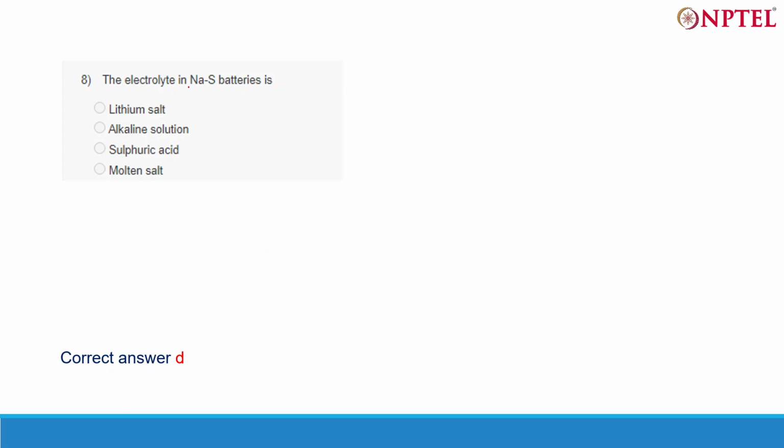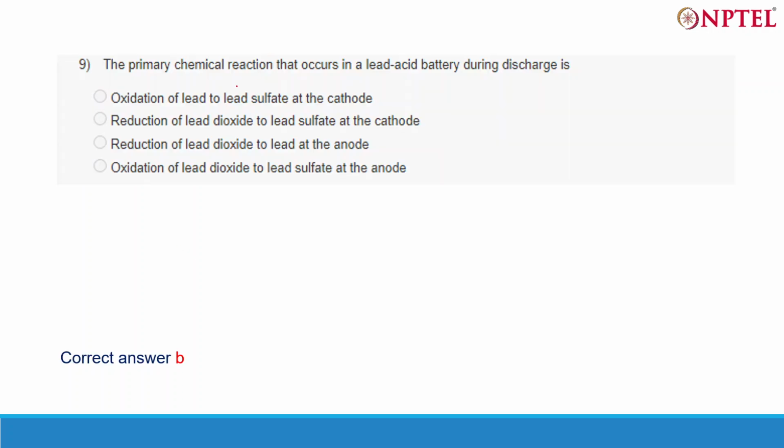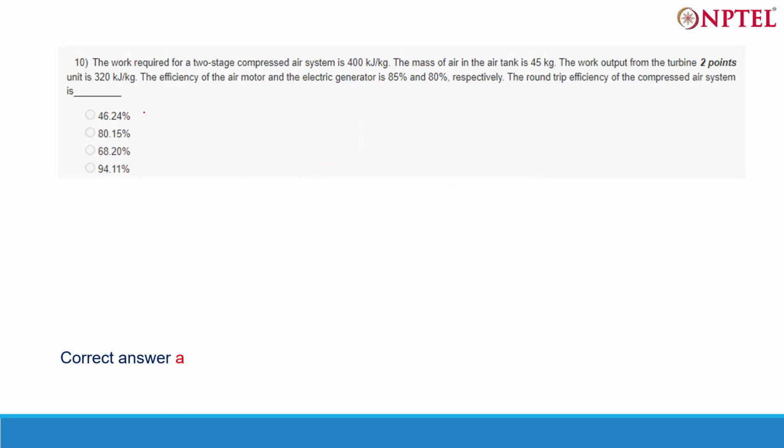The electrolyte in sodium sulfur batteries is basically a molten salt. The primary chemical reaction that occurs in a lead acid battery during discharge is the reduction of lead oxide to lead sulfate at the cathode. So this is the correct answer.